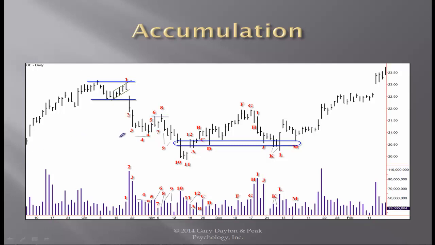Where's the stopping volume on this chart? Bar 3 is stopping volume, and really bar J is a minor stopping volume, but 3 is a clear stopping volume.